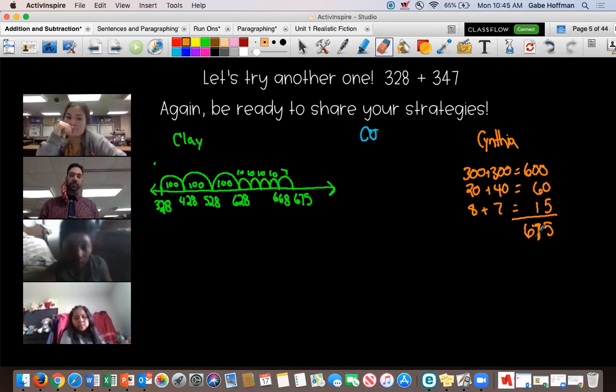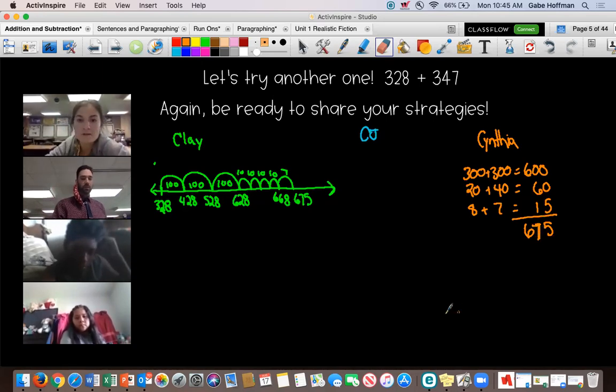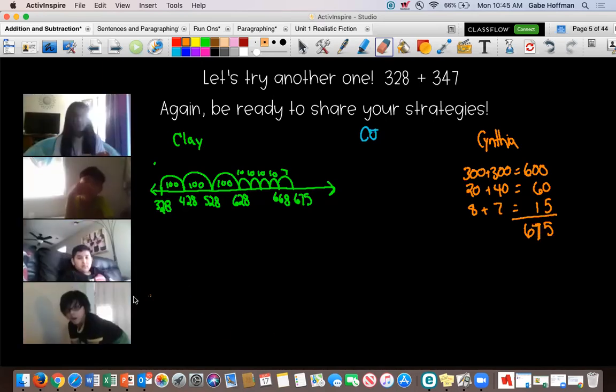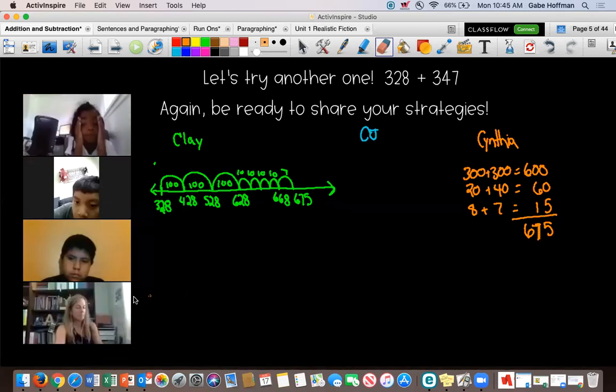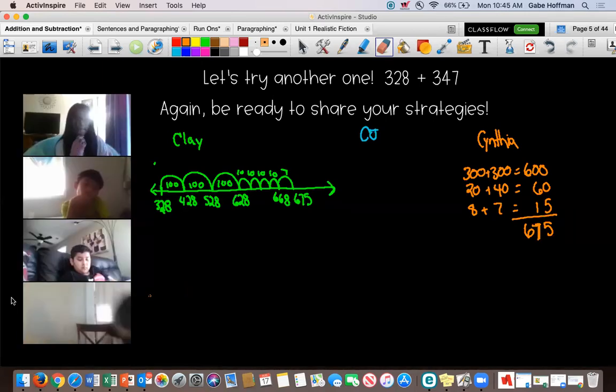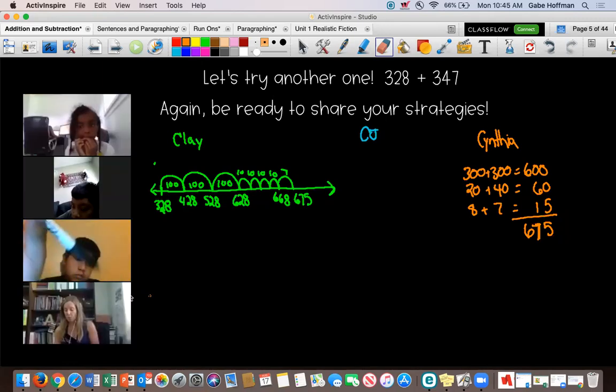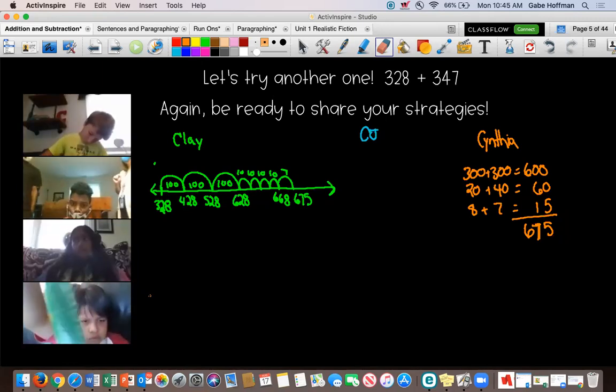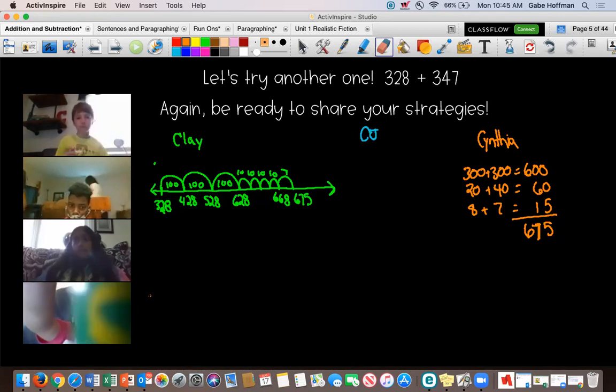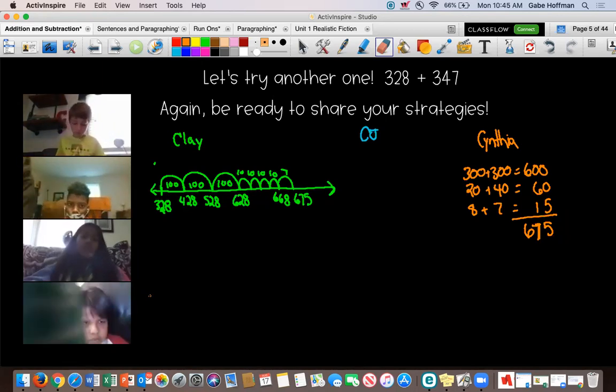Does anybody remember what that strategy is called that we just talked about on the last problem, when you add each place together by itself? You can just unmute yourself and say it if you remember it. It's called adding by place value. All right, CJ, you good to go now? CJ, you good to go?